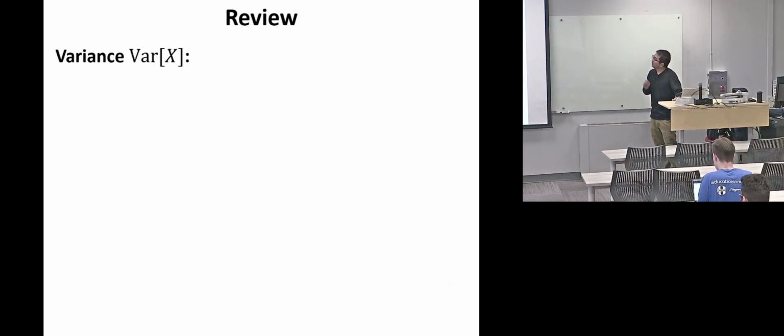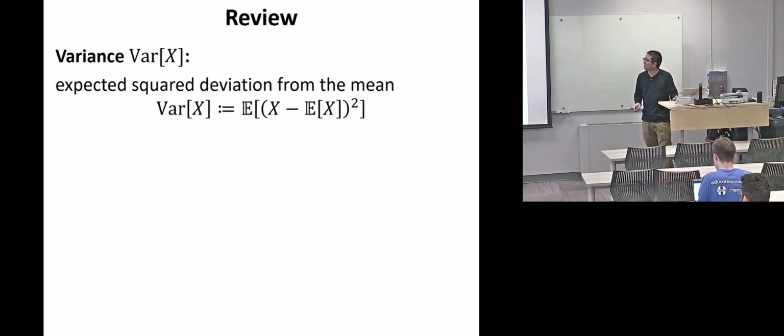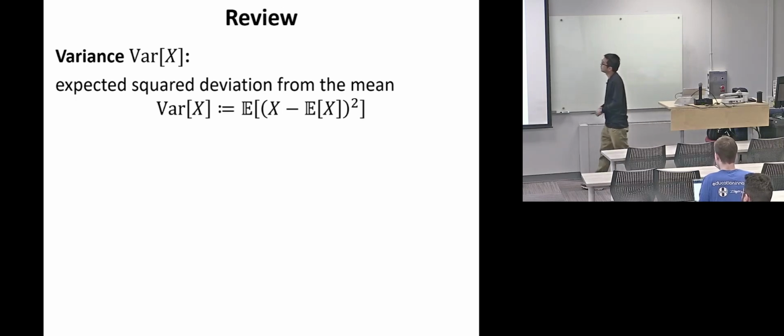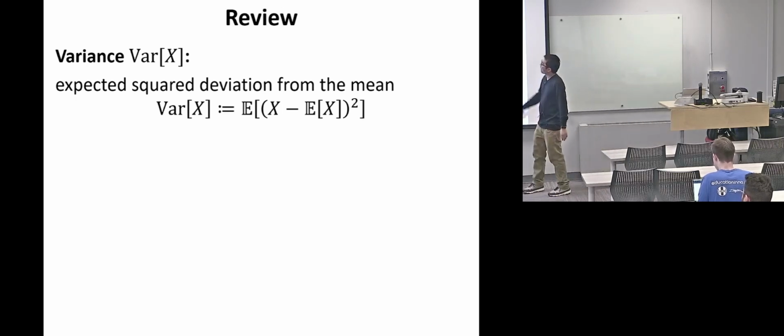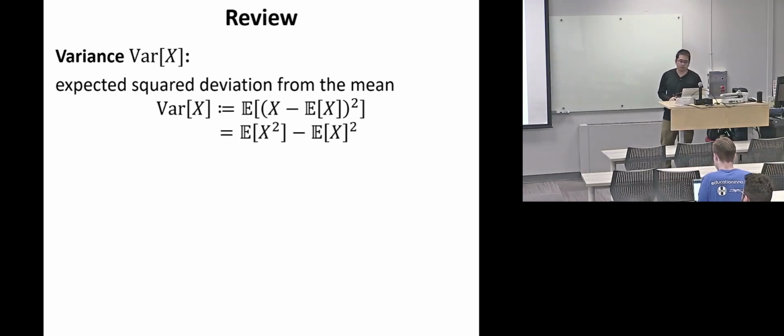Okay. And the next concept is variance. What is variance? It's the expected squared deviation from the mean. You can also write it in this way. Just expand it, and you can see that it can be written in this way, in terms of the average value.